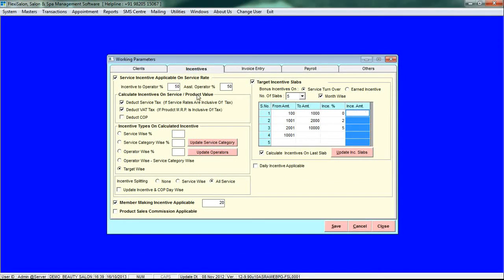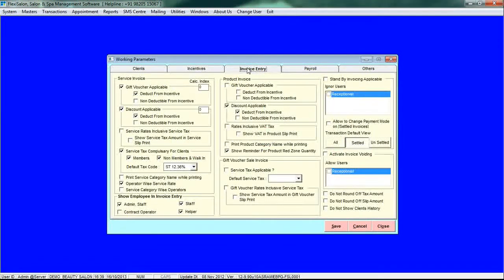The next part for the settings is for invoice entries. In invoice entries, we have things for gift vouchers and discounts. For gift vouchers, if the gift voucher has been produced by the client, whether incentive should be given on that or not. Same way, it's applicable for discounts.